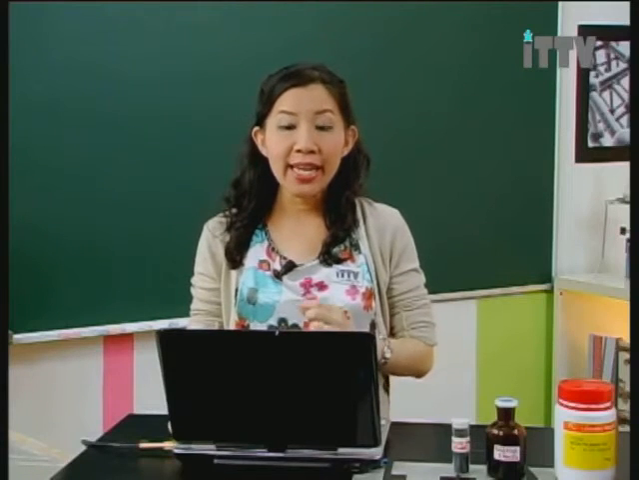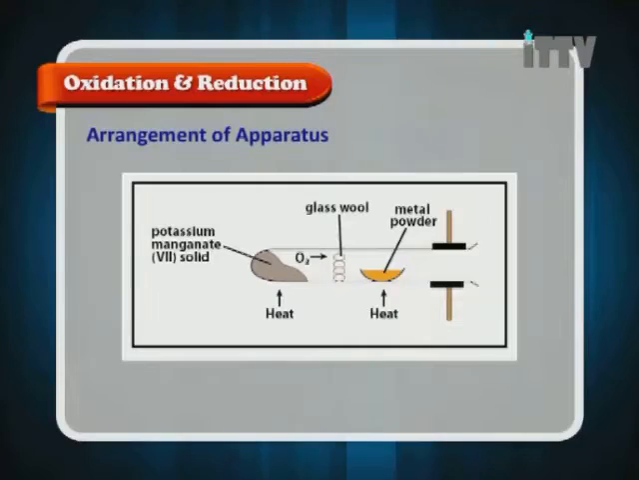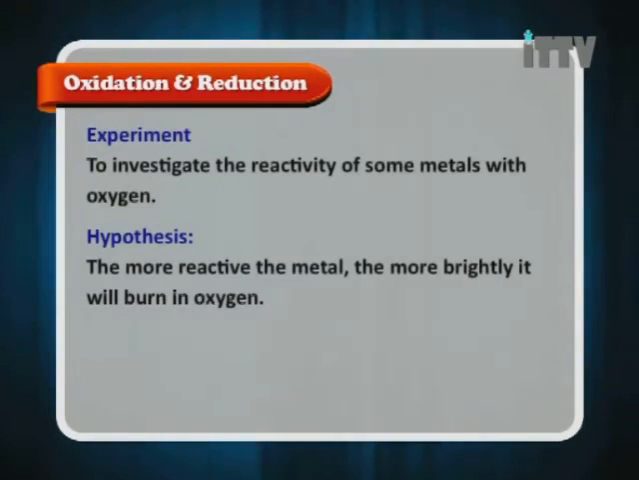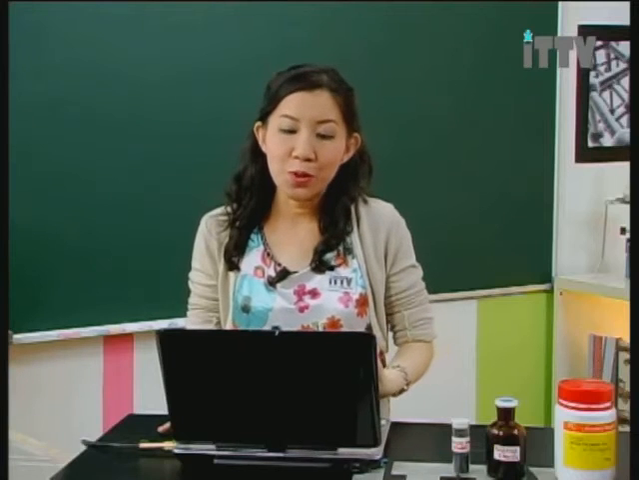So let's have a look at the setup of the experiment. As you can see in this vertical test tube, we add potassium manganate(VII) solid as the source of oxygen when it is heated. So oxygen will react with the metal powder in a crucible, but the metal powder is also heated at the same time. So we will see how bright the metal powder actually burns in oxygen. The more reactive the metal, the more brightly it will burn in oxygen. Let's look at some samples of results.